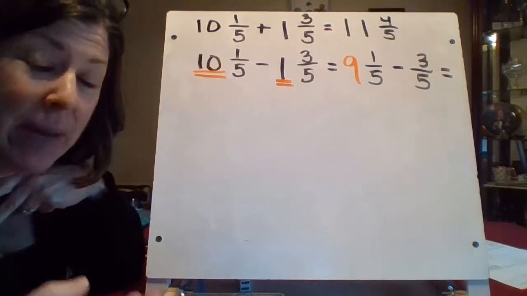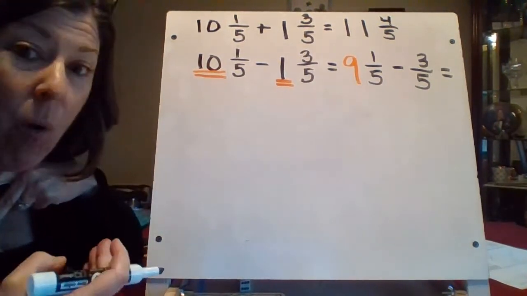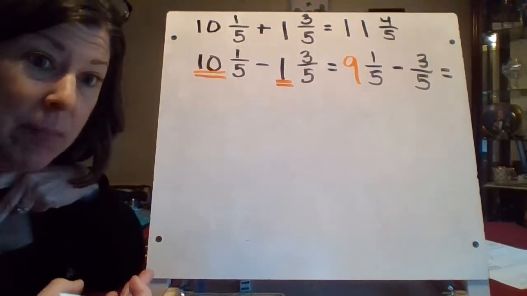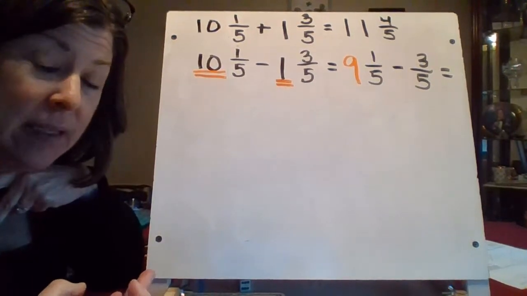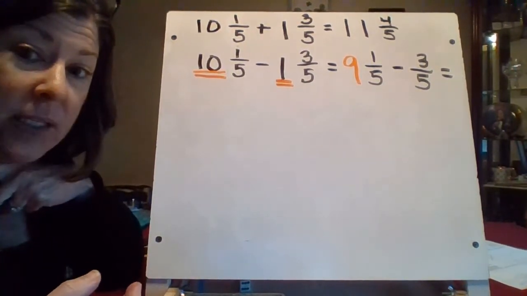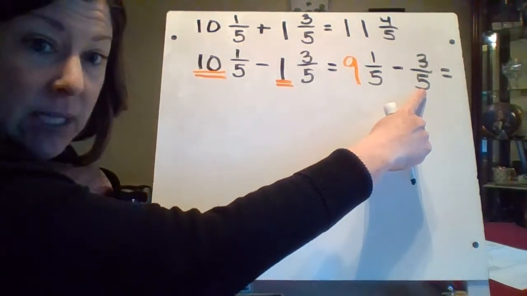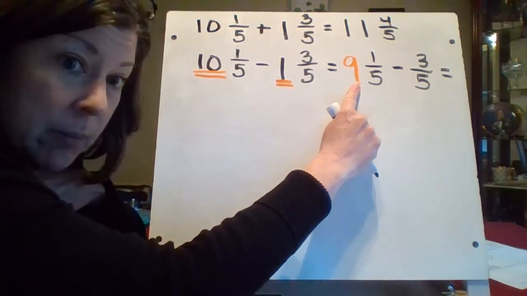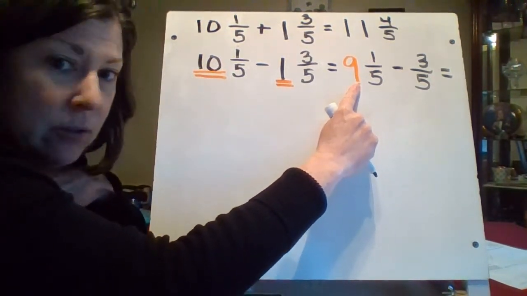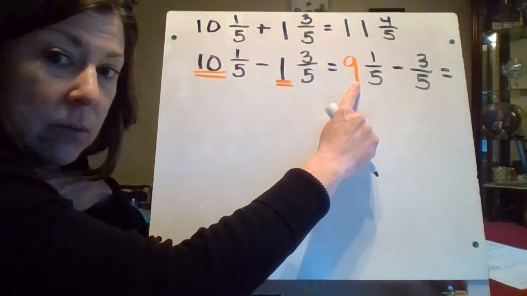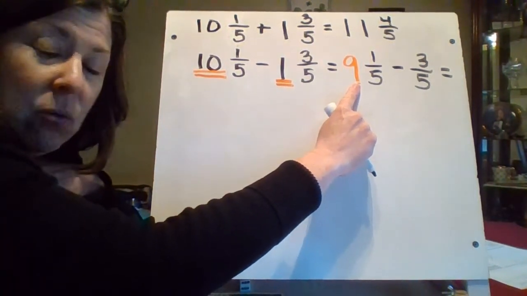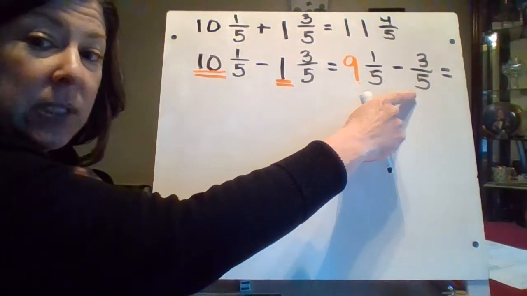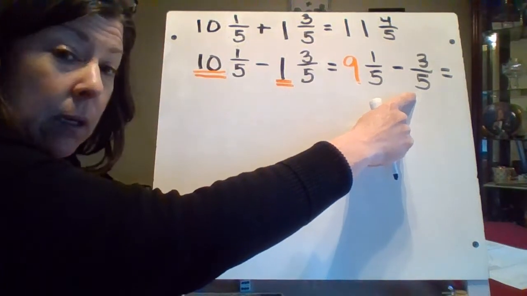So I have 9 and 1/5 minus 3/5. Now we can think back to our last lesson when we took a fraction away from a mixed number. There were two ways that we did it. The one way was decomposing the fraction. The other way was decomposing the whole number. When you do your problem set, you're going to do whichever strategy works for you.